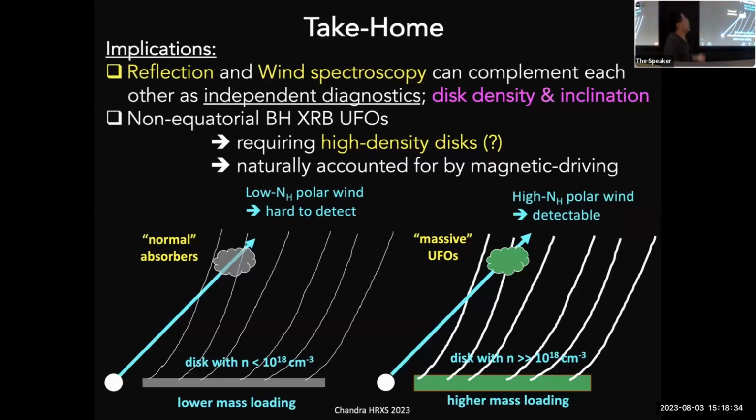Okay, so the take home: I hope I have shown you some evidence that high density disks exist, and that those disks are capable of launching the low inclination wind, and almost by necessity, those winds have to be very massive, with large column density, and they seem to be accompanied by each other. So this is the regular case, and this is what we are arguing in our work.